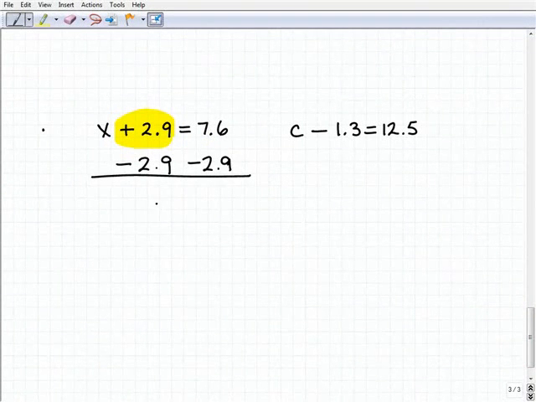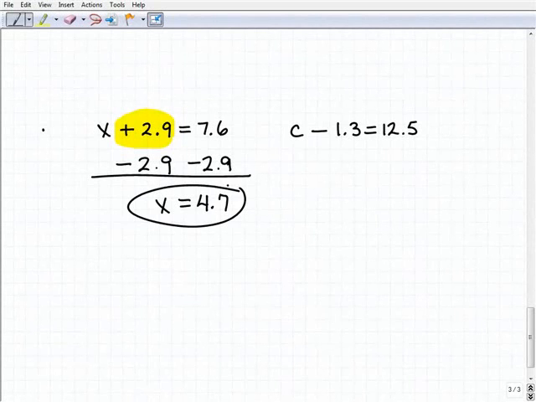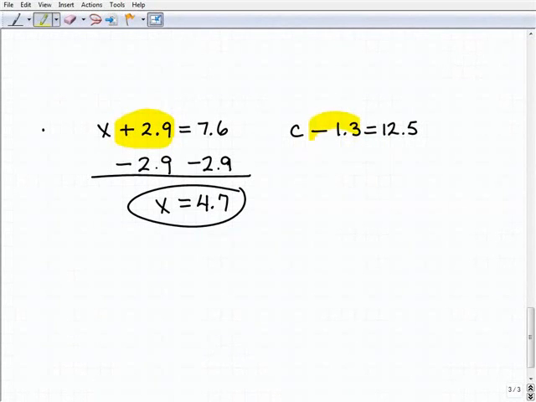I'm going to add down. My 2.9s go away on the left-hand side of the equation. They cancel each other out. Now I'm going to get 7.6 minus 2.9. If you haven't done this already, go ahead and grab a calculator, and I'll plug this into mine as we do this together. So 7.6 minus 2.9 equals 4.7. All right, so our last problem here is c minus 1.3 equals 12.5.